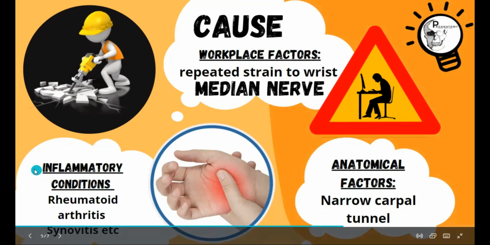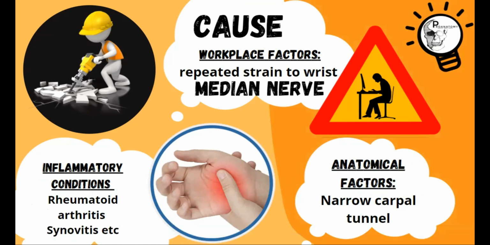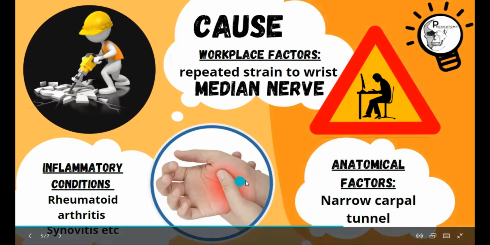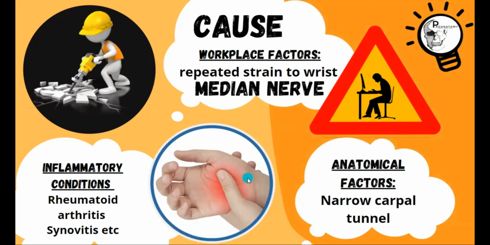And the third one is the inflammatory conditions. Usually inflammatory conditions like rheumatoid arthritis, which is the commonest one, and synovitis, that is nothing but the inflammation of the synovial sheath of the tendons passing through the carpal tunnel, is another reason for CTS.